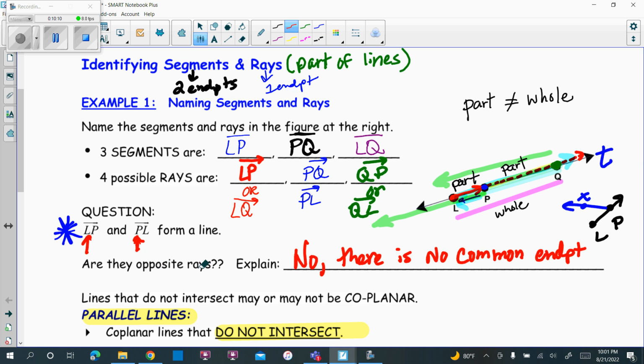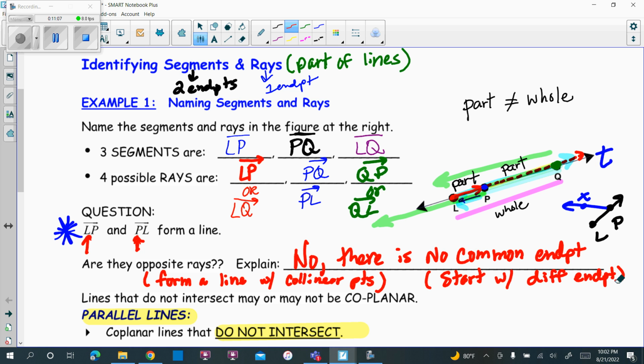So in order to have opposite rays, the opposite rays form a line with collinear points. I'm going to run out of room here. So if they're collinear points, they form a line, and that means that they would have to start with the same endpoint. Since there is no common endpoint here, these start with different endpoints. And what we need for it to be correct is for it to start with the same letter. That's why I go back to putting these arrows to L and P. We need it to start with the same letter for it to be opposite rays.